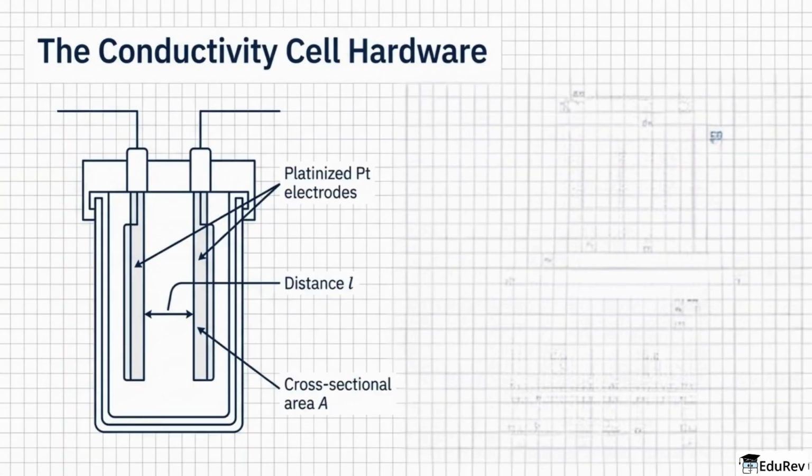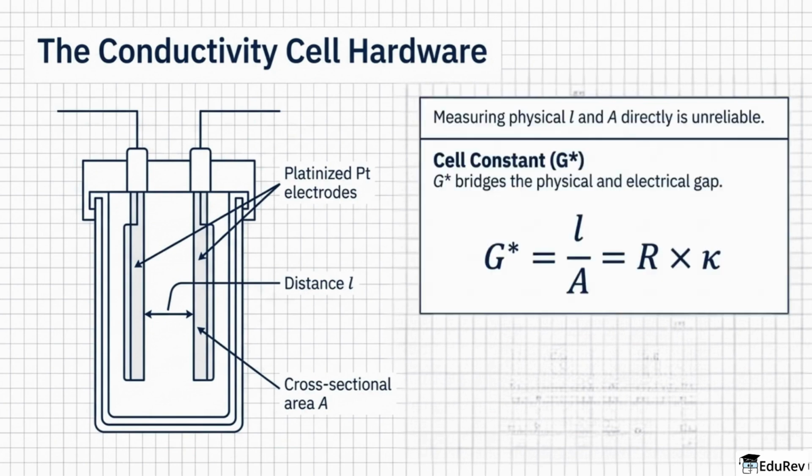The cell uses platinized platinum electrodes, and the solution between them behaves like a conductor with a measurable length L and cross-sectional area A. The important idea here is the cell constant, written as G star. It bridges the physical geometry of the cell and the electrical behavior of the solution. G star equals L over A, which equals R times kappa.